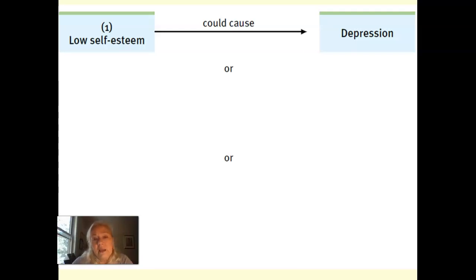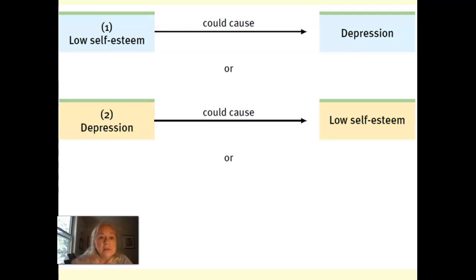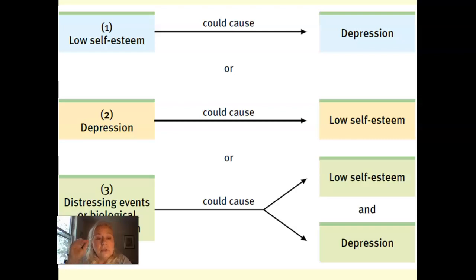So we might say that low self-esteem could cause depression, and there's certainly some people who believe that. But depression, because it is really a complex disorder, and it might have biochemical roots as well, or other health reasons like problems with your thyroid, when you're depressed, that could cause you to have low self-esteem. So you might have, and this is where the third variable comes in, distressing events or biological predisposition. Both of those could cause either low self-esteem or depression.